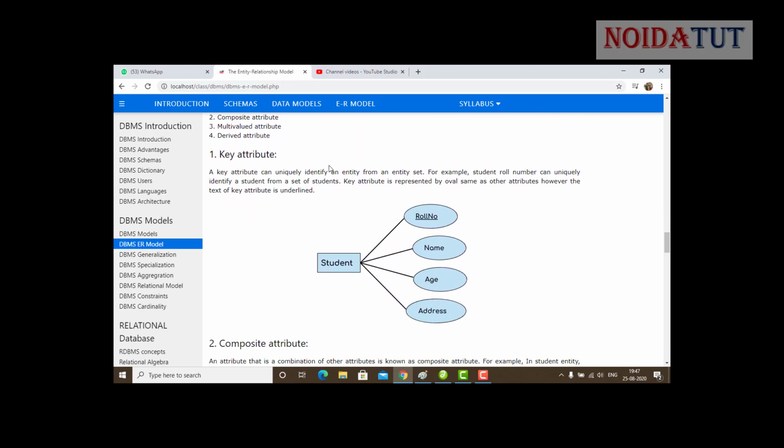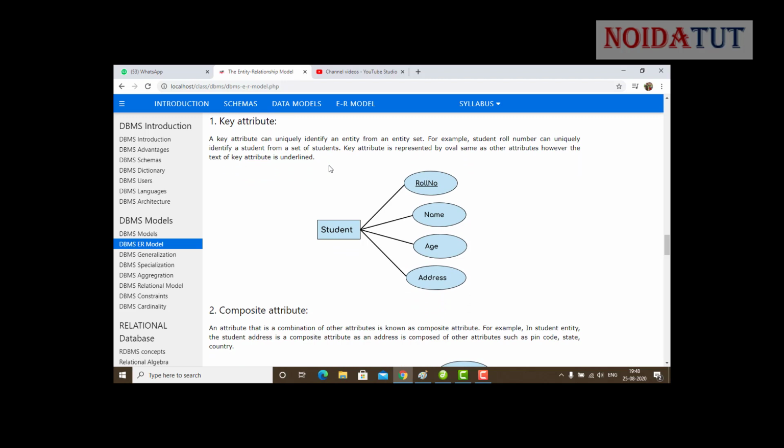Now, key attributes. A key attribute can uniquely identify an entity from an entity set. For example, the student roll number can uniquely identify a student from a set of students. A key attribute is represented by an oval, same as the other attributes. However, the text of the key attribute is underlined. You can see this. Here the roll number can uniquely identify the student, so it is underlined and it is a strong entity.